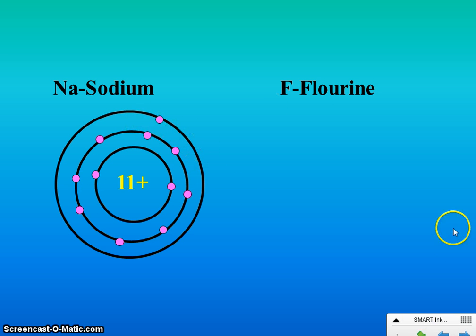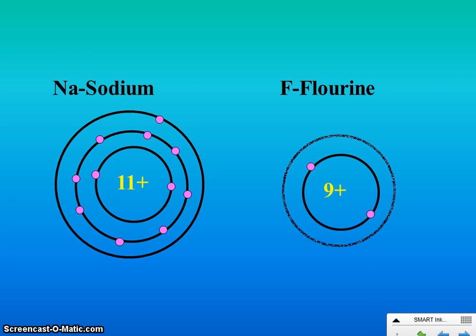Now let's build fluorine. Okay, fluorine has an atomic number of 9, so 9 protons. And it's also going to have 9 electrons. And there they all come. All right.